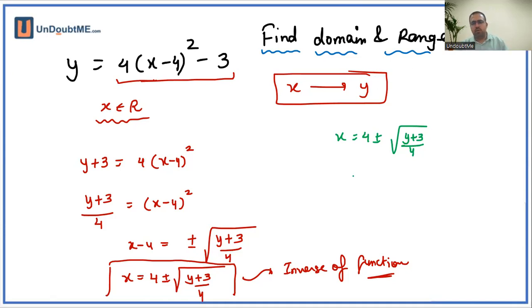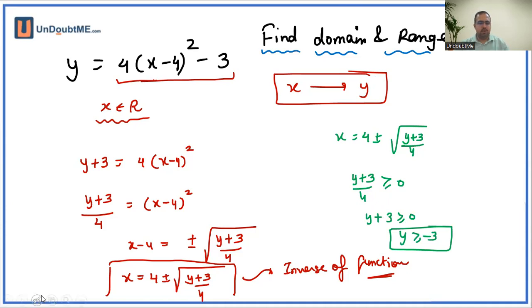This is a square root, so anything written in the square root should be greater than or equal to 0. That is the concept. Now, if you multiply 4 over there, it will be only y plus 3 greater than or equal to 0. And that will finally give me y is greater than or equal to minus 3. That is my range. So I'll just highlight both domain and range. X belongs to R was the domain, and y greater than or equal to minus 3 is the range.